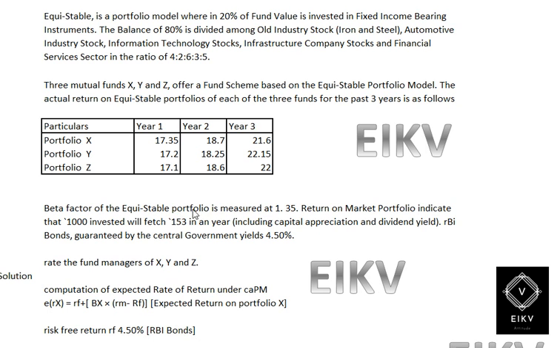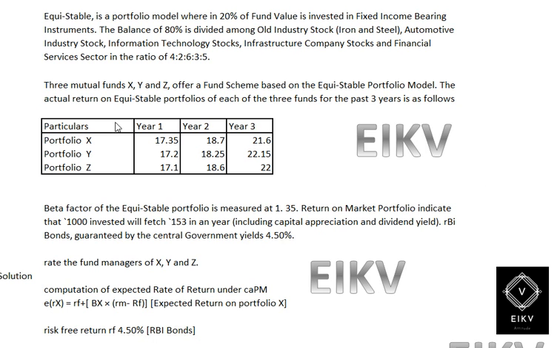Beta factor of the equitable portfolio is measured at 1.3. Return on the market portfolio indicates that 1000 invested yields 153 in a year, including capital appreciation and dividend yield. Bonds generated by the central government yield 4.5%. Rate the fund managers of X, Y, and Z.